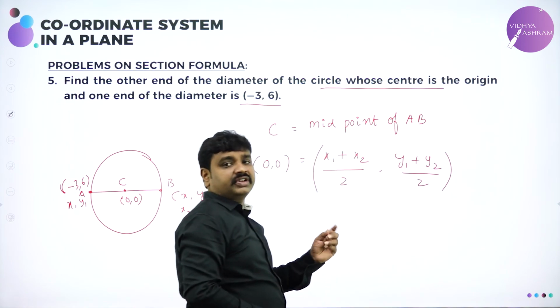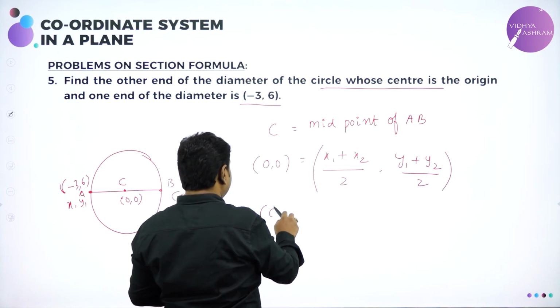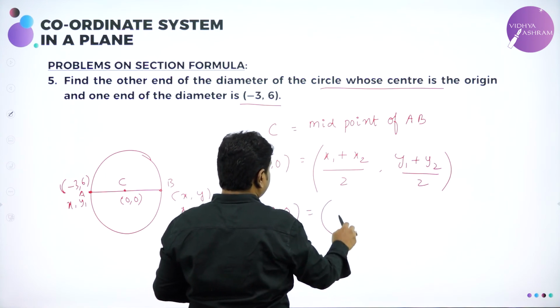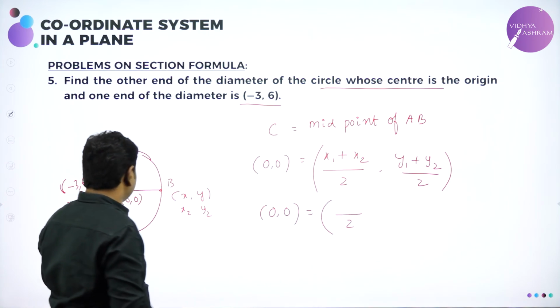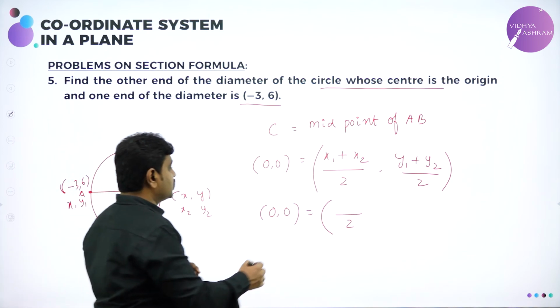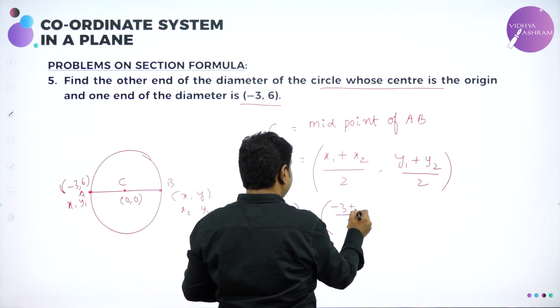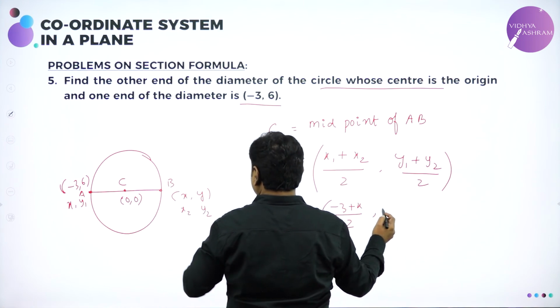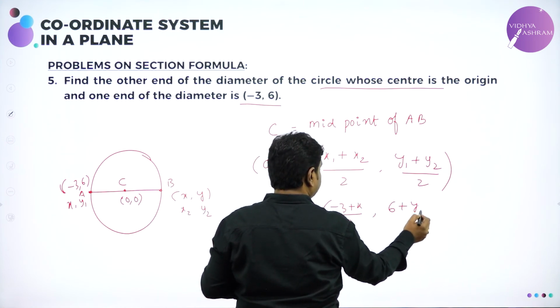Now simplify this. So 0, 0 is equal to x1 plus x2 by 2. What is x1? Minus 3. What is x2? x. So minus 3 plus x by 2, comma, y1 plus y2 by 2, 6 plus y by 2.